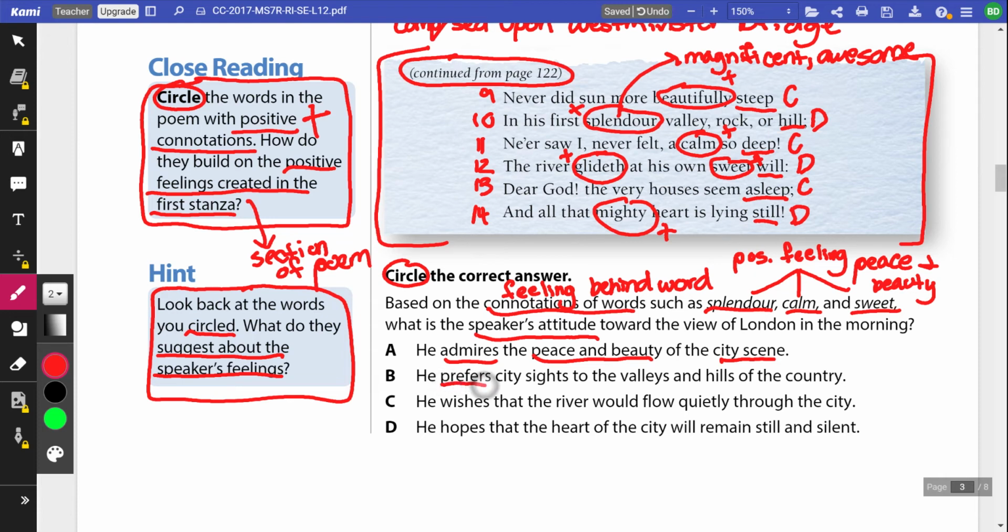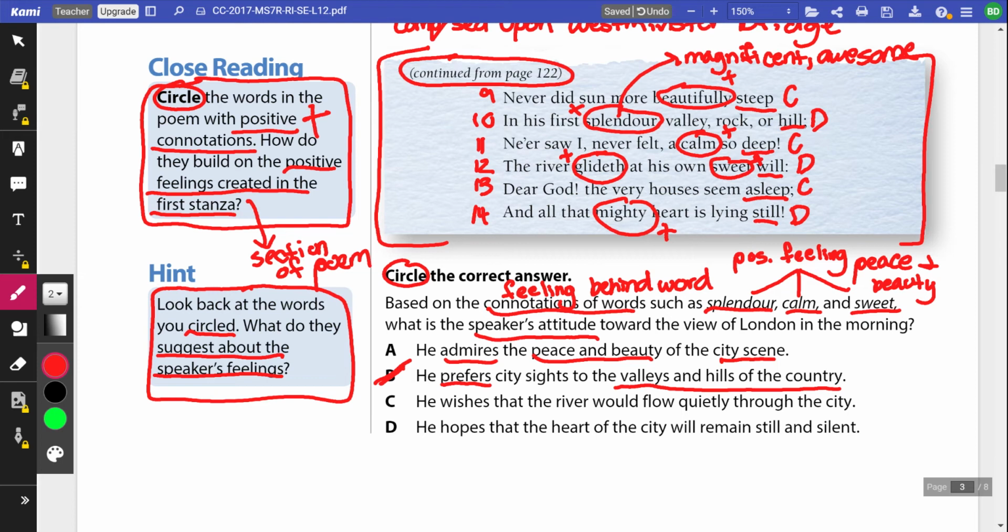He prefers city sights to the valleys and hills of the country. So, in this answer choice, does it tell us that he prefers anything in the poem? It never says he prefers anything, right? And does it ever mention a valley or a hill that's in the country? No, he's talking about his view of the city of London from the bridge, right? So he doesn't mention valleys and hills. He definitely doesn't say he prefers them. So answer choice B is out for us right now.